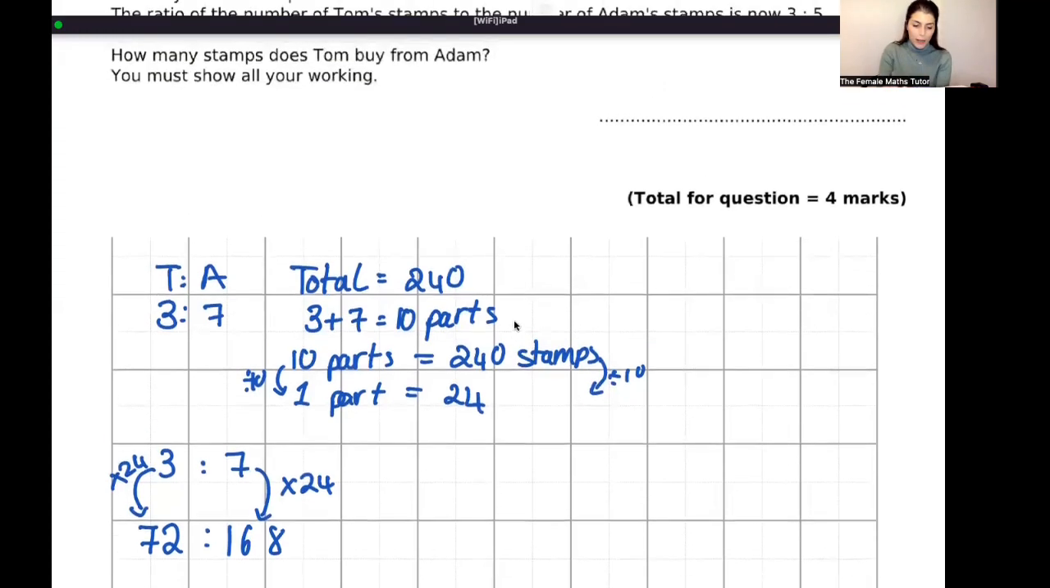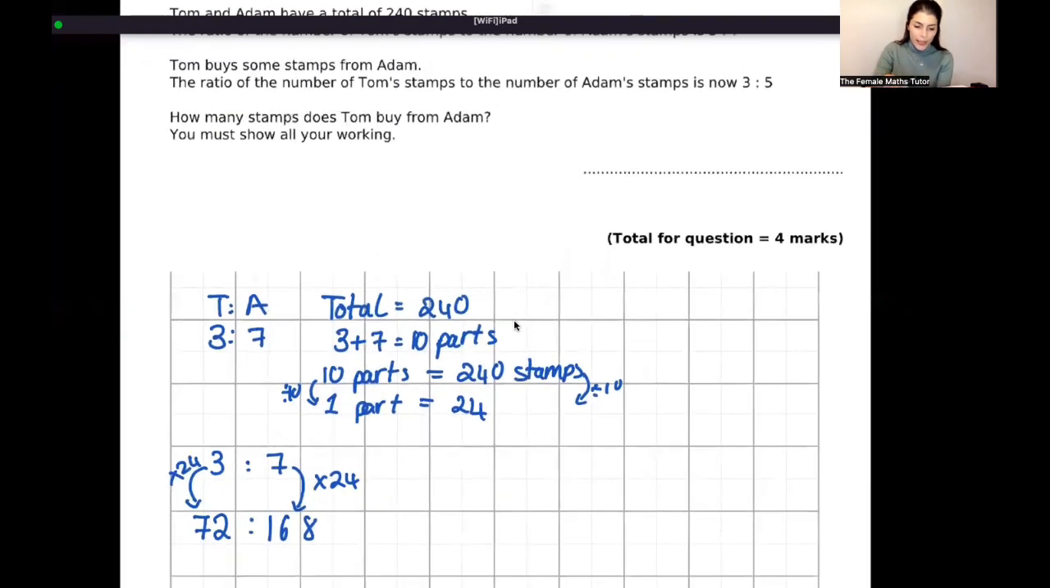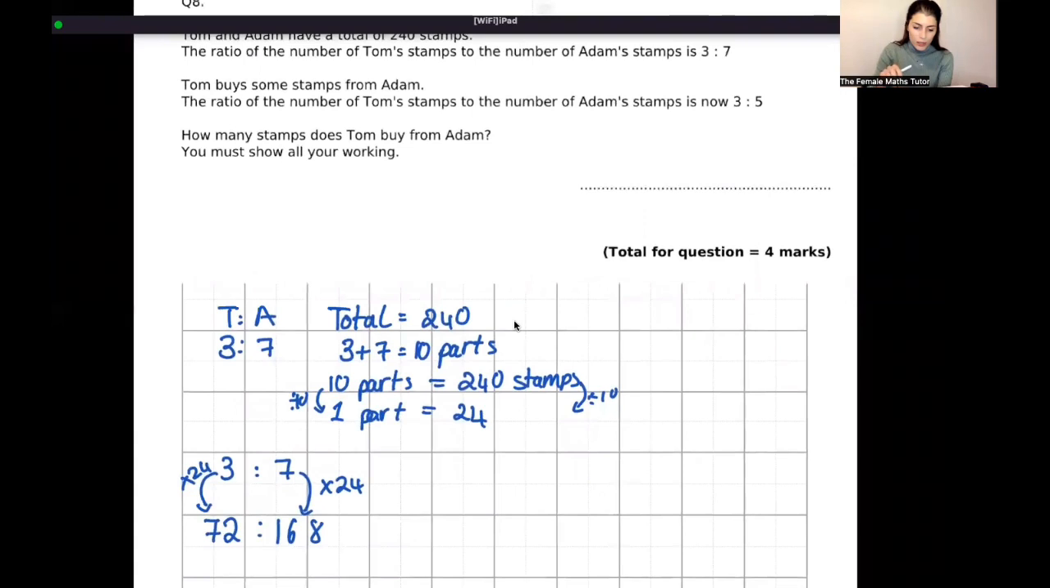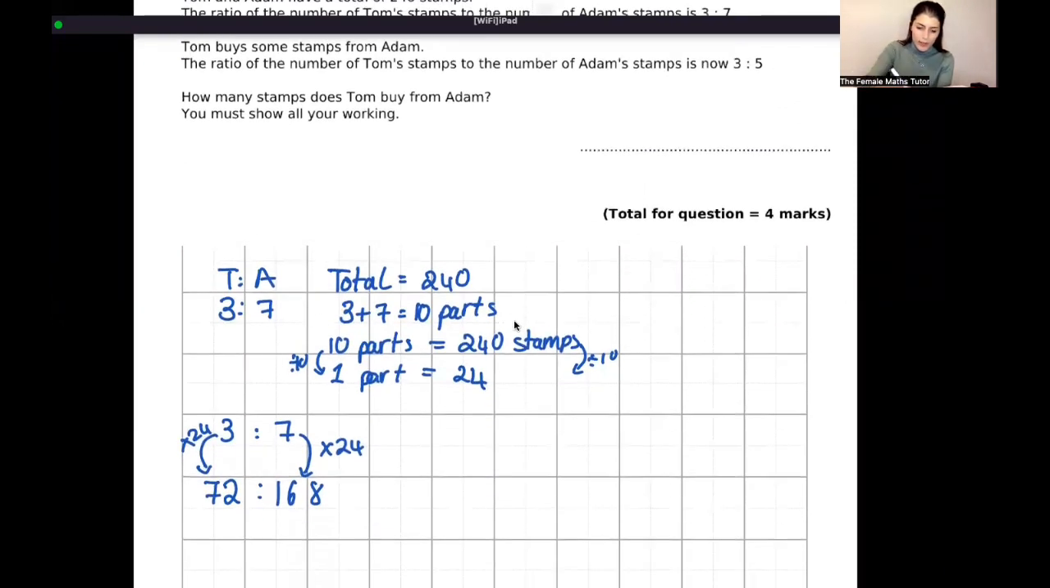If we go back up to what the question said, Tom buys some stamps from Adam. The ratio of the number of Tom stamps to the number of Adam stamps is now 3:5. So I'll just write this here. Tom to Adam is 3:5. However, the number of stamps hasn't changed. The total hasn't changed. So I could still split this up into 240, doing exactly the same thing.